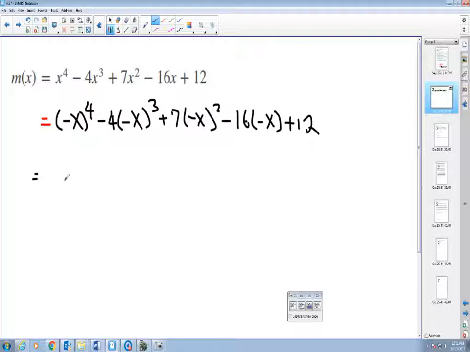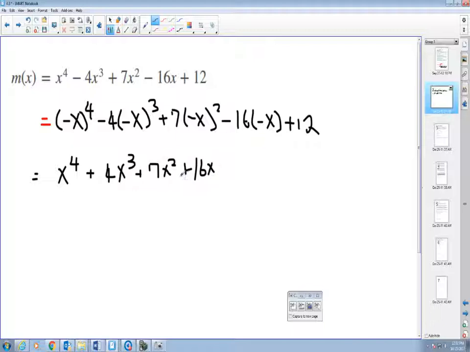Negative x whole thing to the 4th is positive x to the 4th. Negative x whole thing to the 3rd is negative x to the 3rd, times negative 4, positive 4x to the 3rd. Negative x whole thing squared is positive. Positive times positive is positive 7x squared. Negative 16 times negative x, positive 16x.